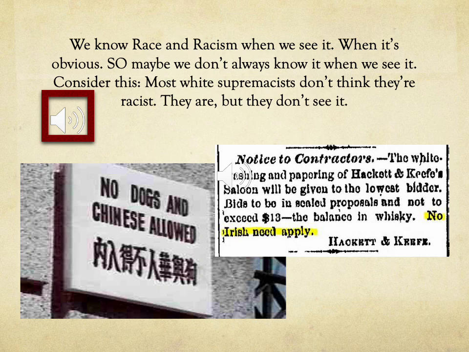All right. So we know race and racism when we see it, or that's what we say. Like, I can't define it, but I know it when I see it. It's so obvious, but maybe we don't always know when we see it. Like, we look at these two signs. No dogs and Chinese allowed. Ooh, that is some racist shit.